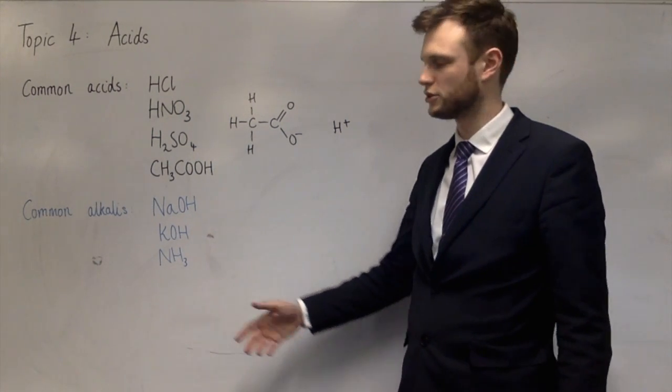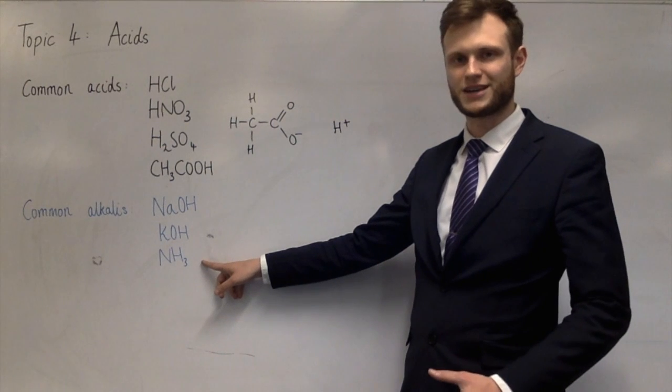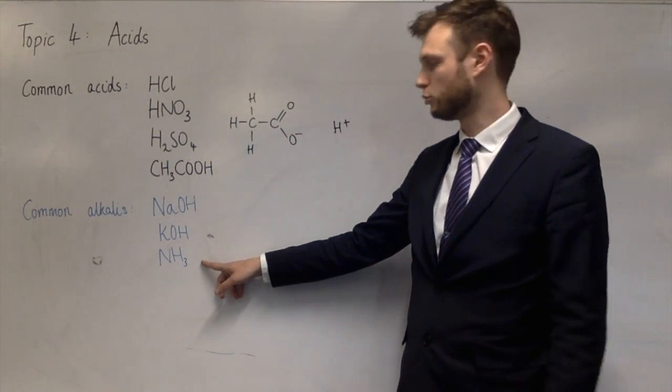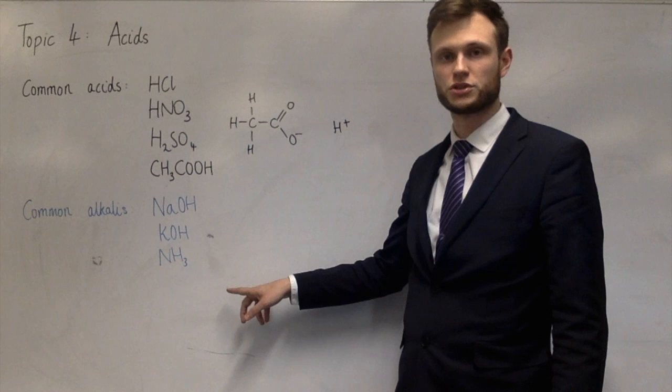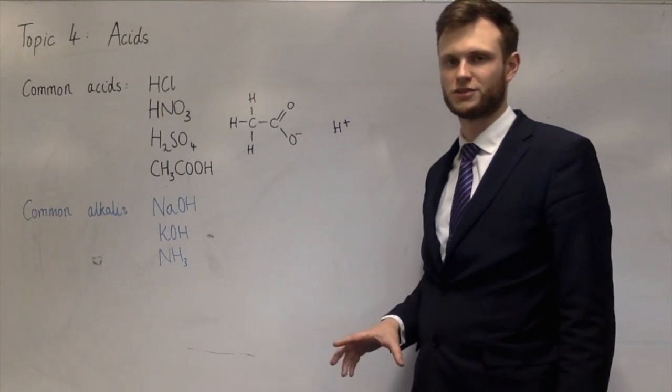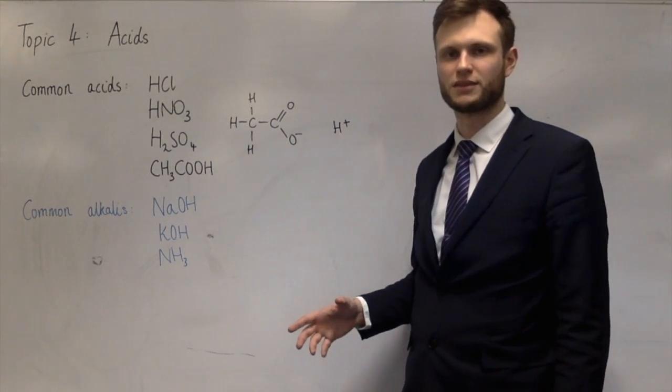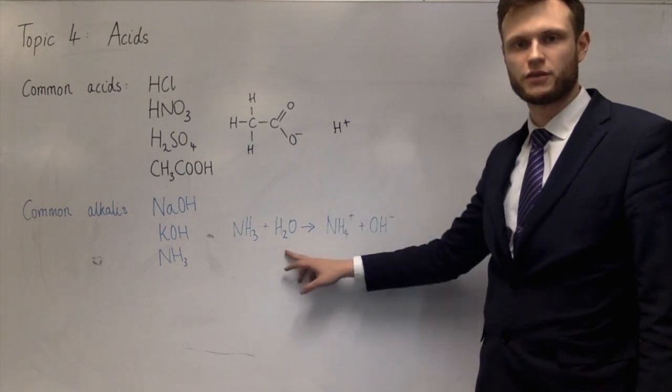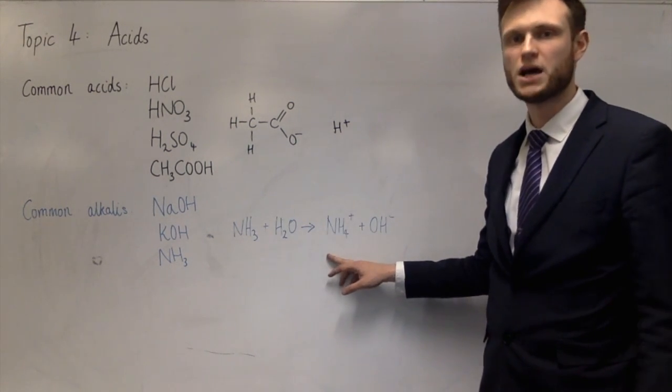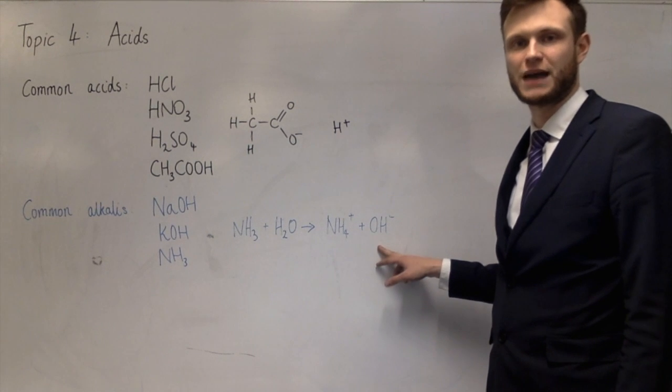With the alkalis, sodium hydroxide, potassium hydroxide, it's very easy to see where the hydroxide comes from when you put those into solution. Ammonia, however, doesn't contain a hydroxide, but when you put it into water, the ammonia reacts with the water to create ammonium hydroxide. And it's that hydroxide which makes it alkaline. This is ammonia reacting with water to make ammonium and hydroxide, and this is the alkaline part.